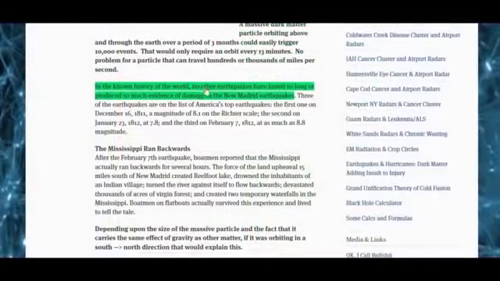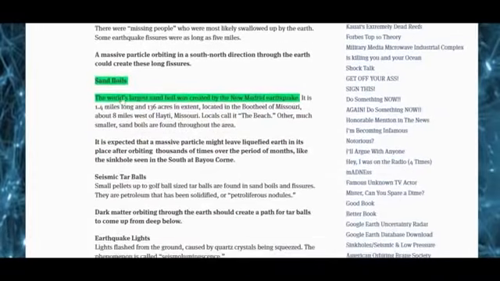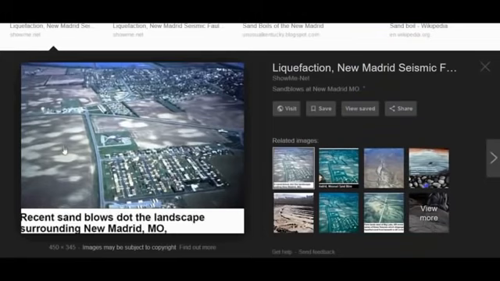In the known history of the world, no other earthquakes have lasted so long or produced so much evidence of damage as the New Madrid earthquakes. And some of the phenomena, sand boils, the world's largest sand boils, were created by the New Madrid earthquakes. And recent sand blows dot the landscape surrounding New Madrid. Just to give you a feel for what can be left behind by this process.